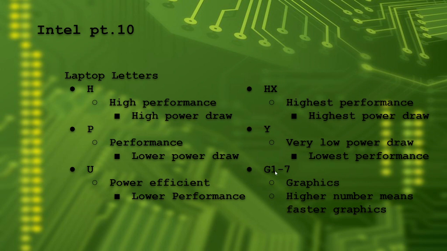Lastly, G, 1 through 7. This just determines the performance of the iGPU. Most laptops do not have an extra GPU because there's not a lot of room, there's not a lot of thermal headroom, and there is not a lot of extra power to go around. So, this is where your iGPU will be important. A higher number means faster graphics. I would still not use a laptop iGPU for gaming. I would recommend a dedicated GPU, which laptops do come with, depending on the model, or an eGPU, or external GPU.